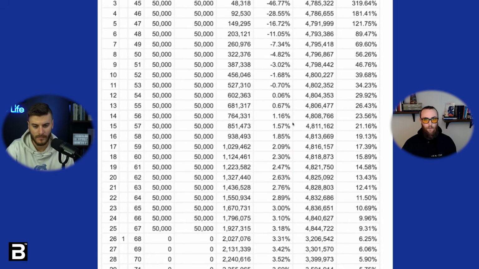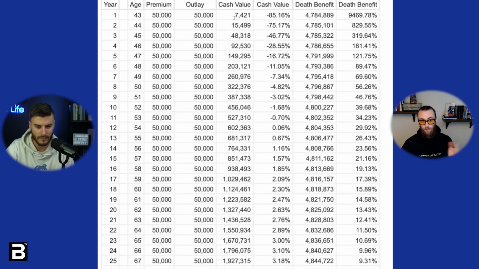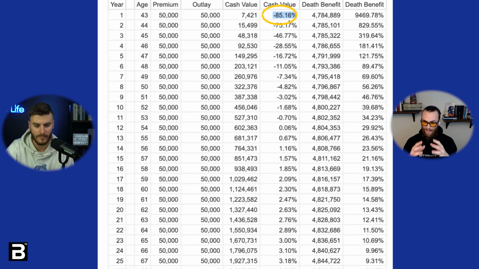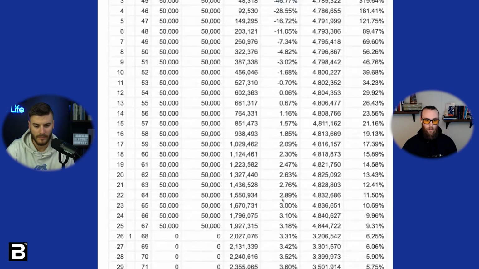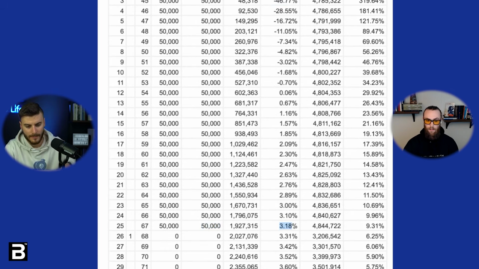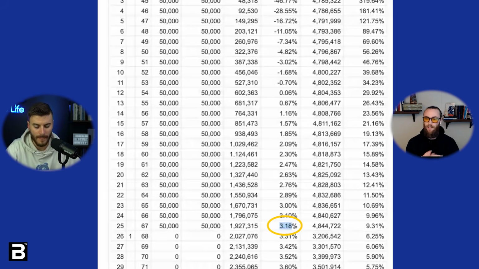So as you can see, the average goes up over time because your first year you put in 50, you lose 85% as far as the cash value is concerned. So all the way out here, when we make this payment, you may have $65,000 of cash value increase in the policy, but we're only showing a 3.18 because it's averaged. So I just want to make that clear for everybody.